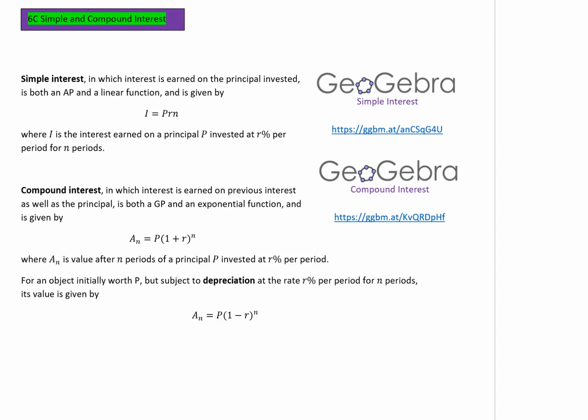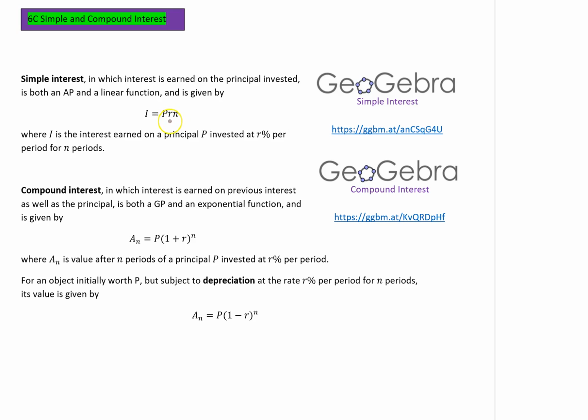For exercise 6C, there really are probably only these three equations that you need to be familiar with. Simple interest, the formula to calculate the interest is PRN. Now, P is the amount invested, R is the rate as a decimal. Now, it's frequently given as a percentage and you'll need to convert it to a decimal. And N measures the number of periods.